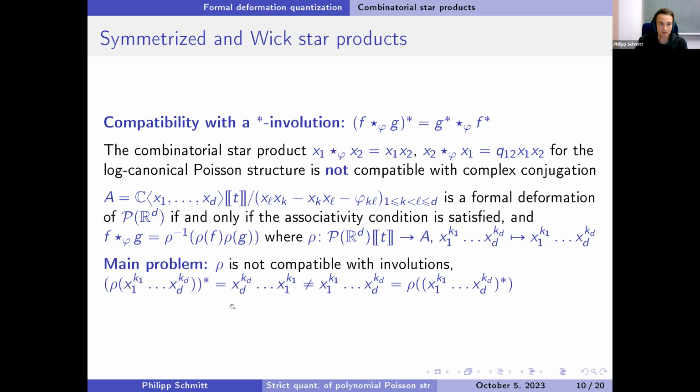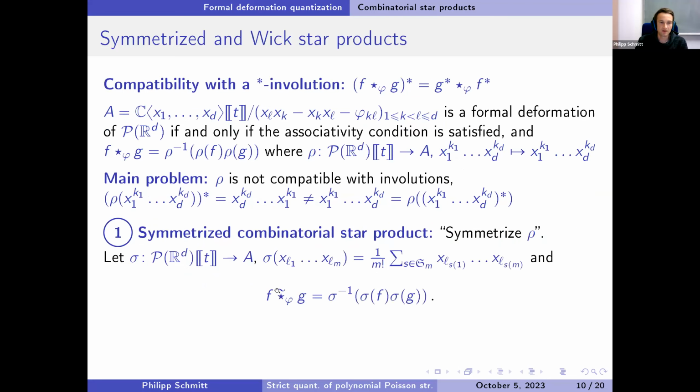And basically there are two ways to fix this that I just want to tell you about very briefly. One is, we could just, instead of rho, use a symmetrized map. Then this map will be compatible with the involution. So we just symmetrize our polynomials here instead of ordering them, and define a symmetrized version of the combinatorial star product just by using the sigma map instead of the rho map.